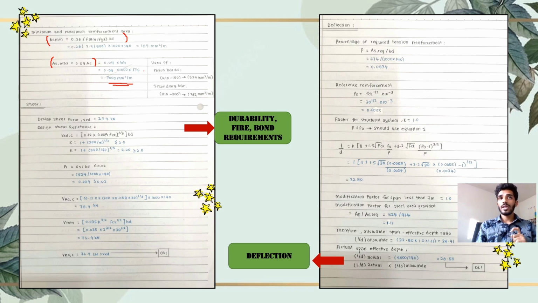The main bar we are able to use is H10 at 150, where the exact value will be 524 millimeters square per meter. And the secondary bar can be concluded as H10 at 300, and the exact value will be 282 millimeters square per meter. So this will be the minimum and maximum reinforcement area needed for this particular shop lot that we're going to design for the specific beam for the ground floor and also the first floor.